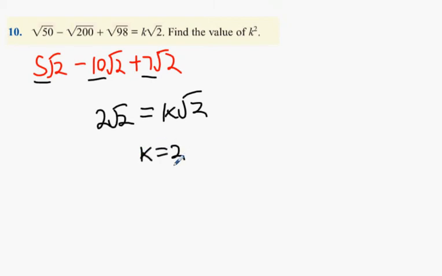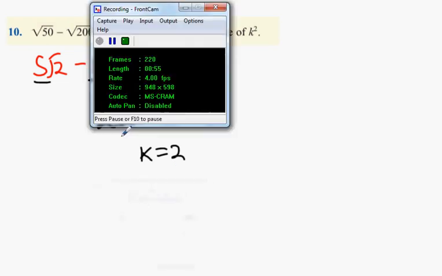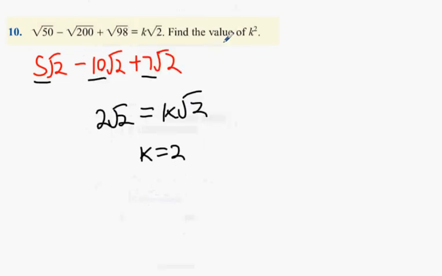Do you understand? It's 2 root 2 and equals k root 2. K is 2. Yes? Sorry, I didn't actually quite always read the fine print. It actually wants k squared, not k. So k squared equals 2 squared, k squared equals 4. Make sure you actually answered.